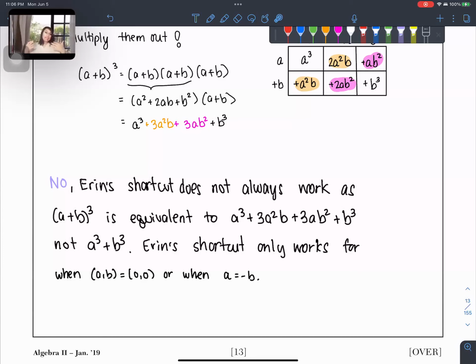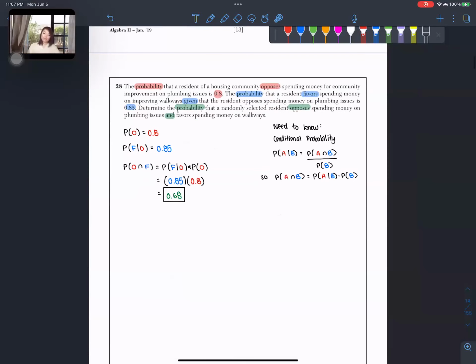So technically, it's not always going to work, but there are some cases where it works, when both of them are 0 or when A is equal to negative B. Okay, that's when it does work, but otherwise, it's just not going to work.